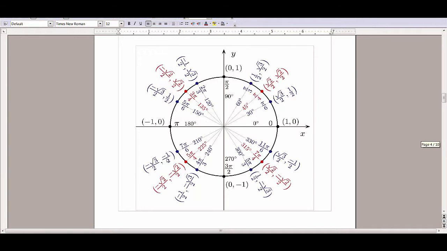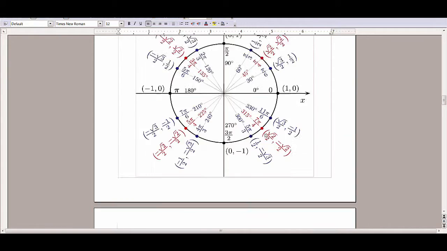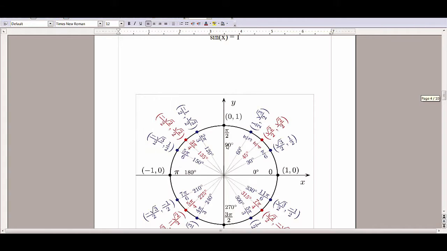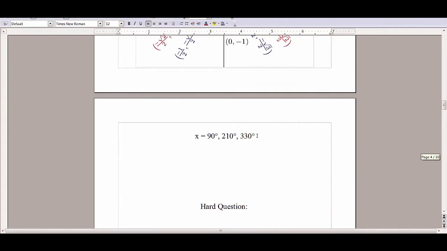Here we go. We got 210 degrees right here, negative 1/2. And where else do we got? Oh, we got 330 degrees. So we got 210, 330. And then what about sin x equals 1? Well, that would be, again, 90 degrees, and that gives us our 3 answers.